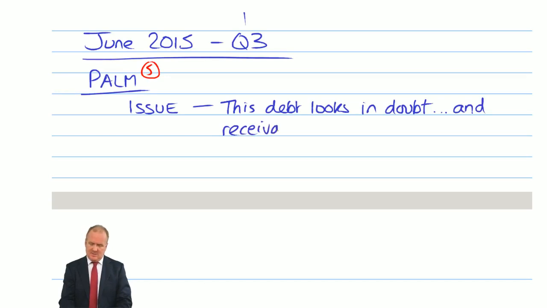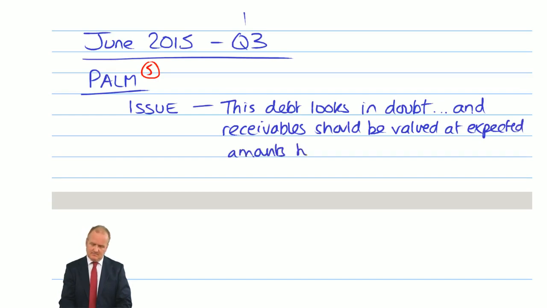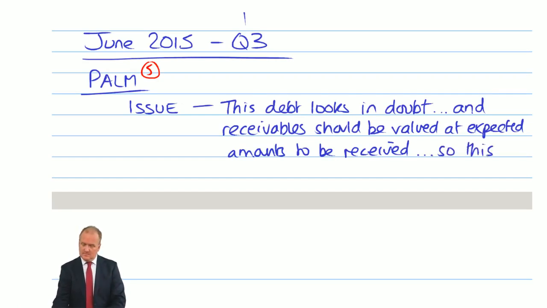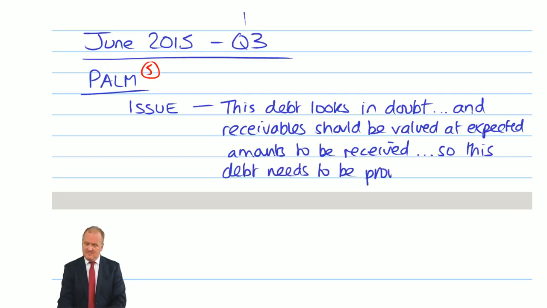And receivables should be valued at the expected amounts received. Or fair value, I suppose. So this debt needs to be provided for, doesn't it?